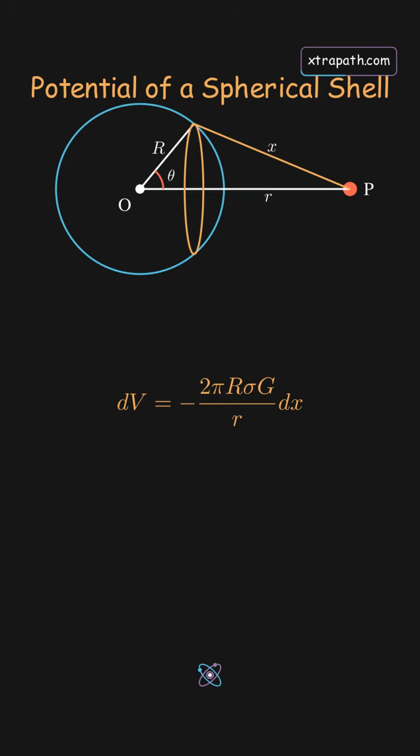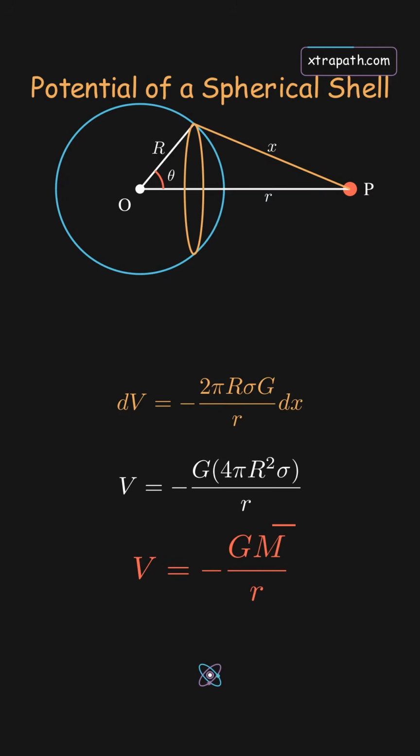The x cancels out completely. Now, we just integrate dx. For the entire shell, x goes from the closest point, r minus R, to the farthest point, r plus R. Evaluating the bounds gives us a difference of exactly 2R. Notice that 4 pi R squared sigma is simply the total mass of the shell, M.